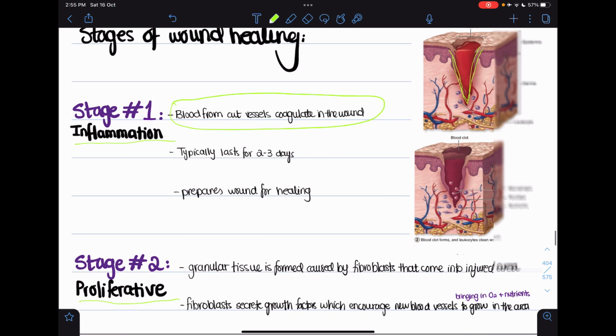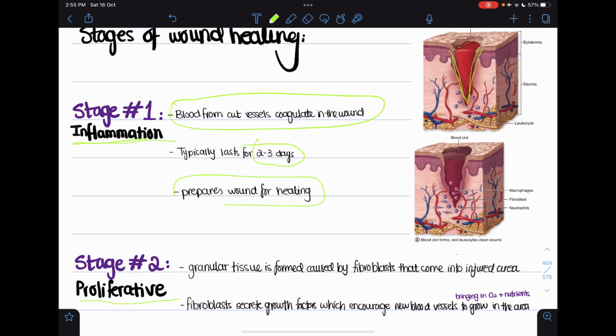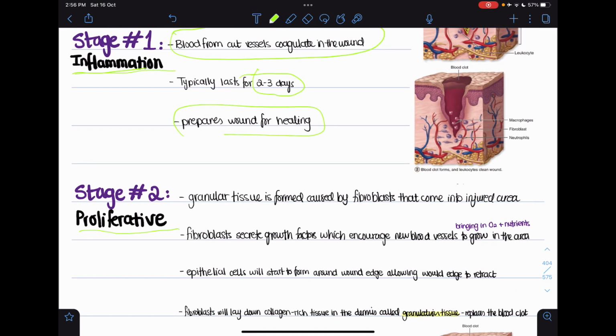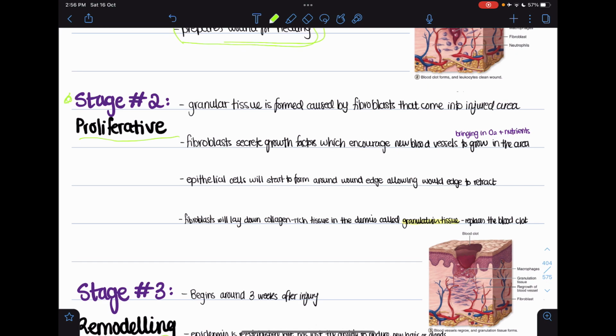Okay, the inflammation stage typically lasts for 2 to 3 days, and it's what prepares the wound for healing. No actual healing happens in the inflammation phase, but it's very important because it prepares the wound for healing. Actual healing starts in the second stage, the proliferative phase, and in this stage granular tissue is formed, caused by fibroblasts.